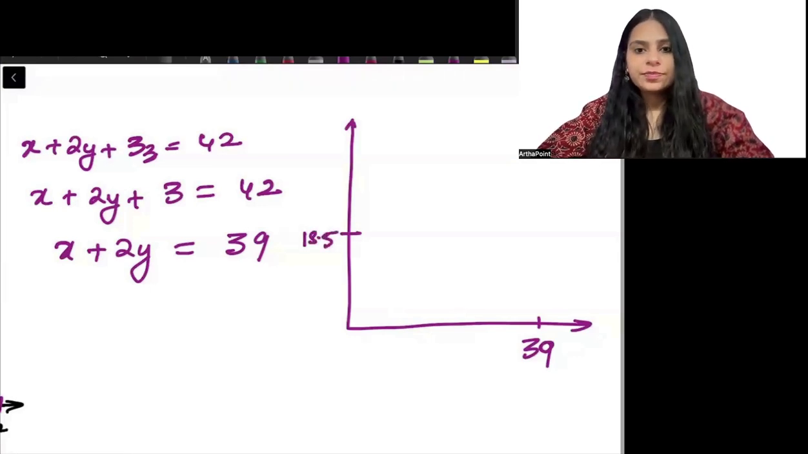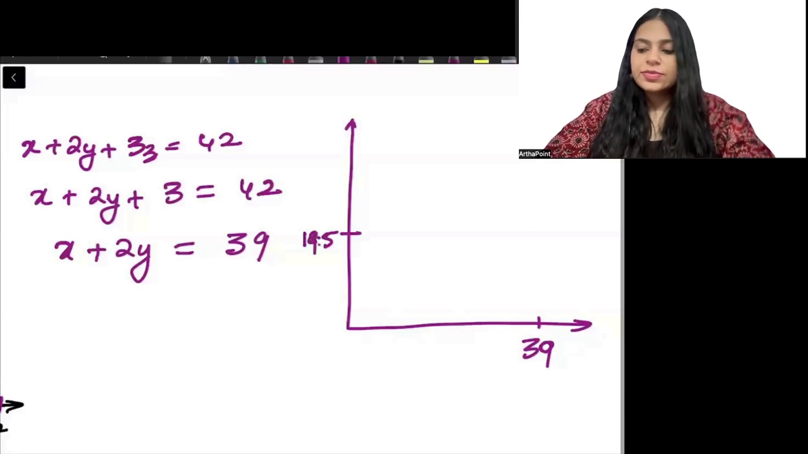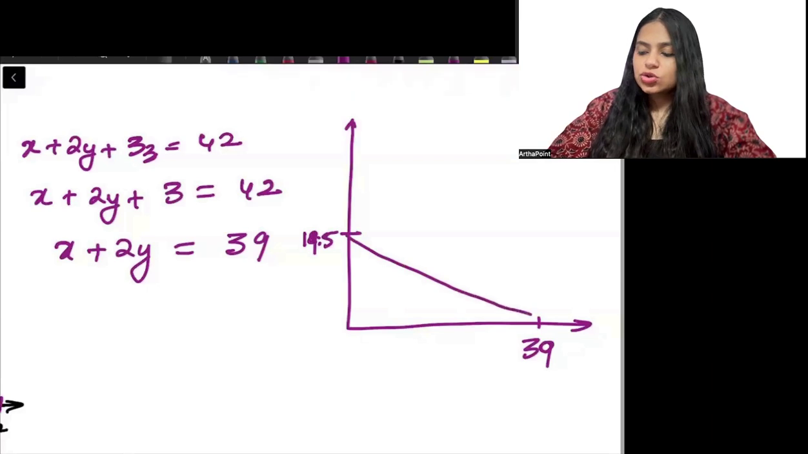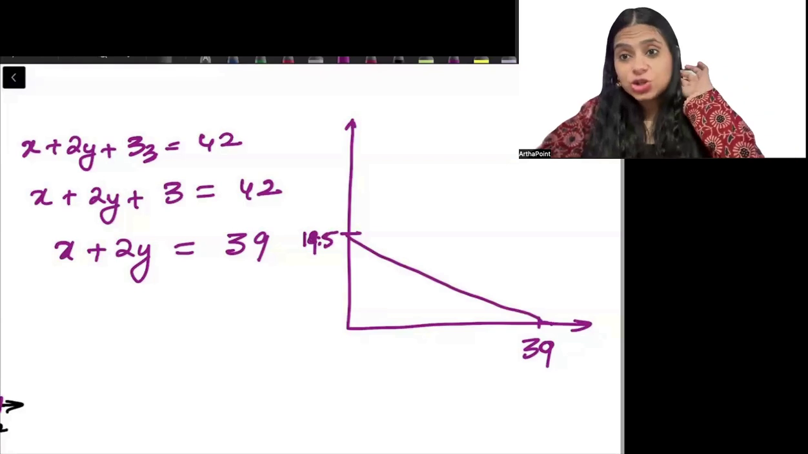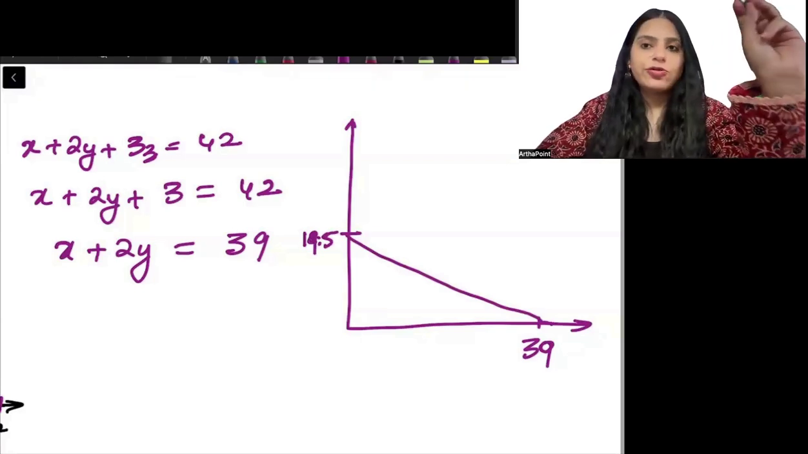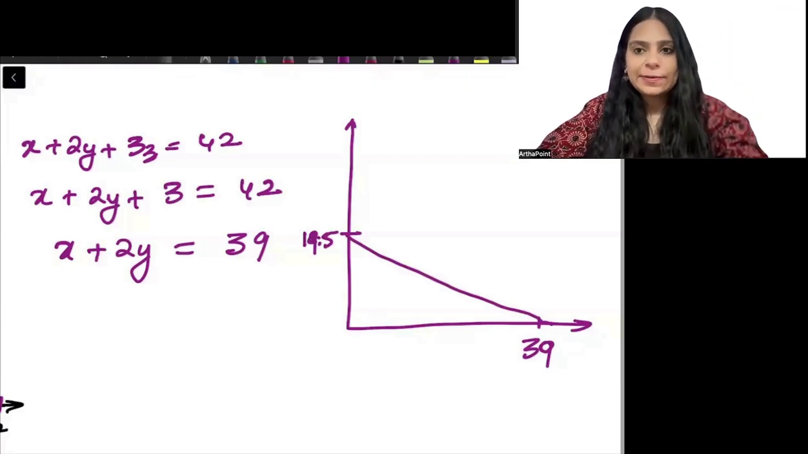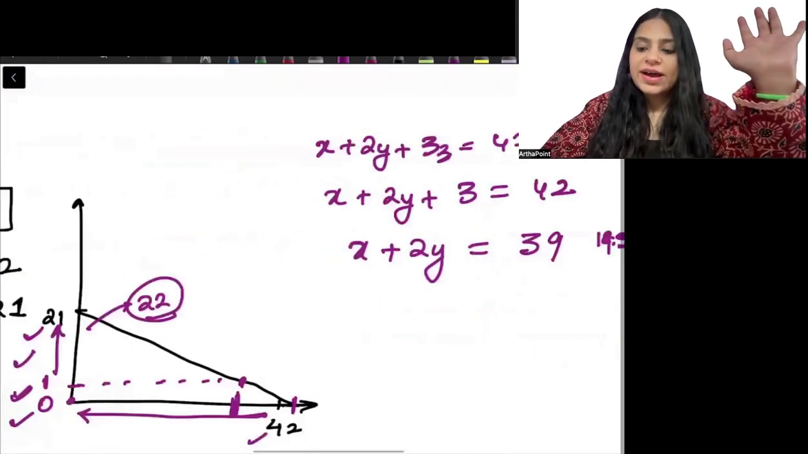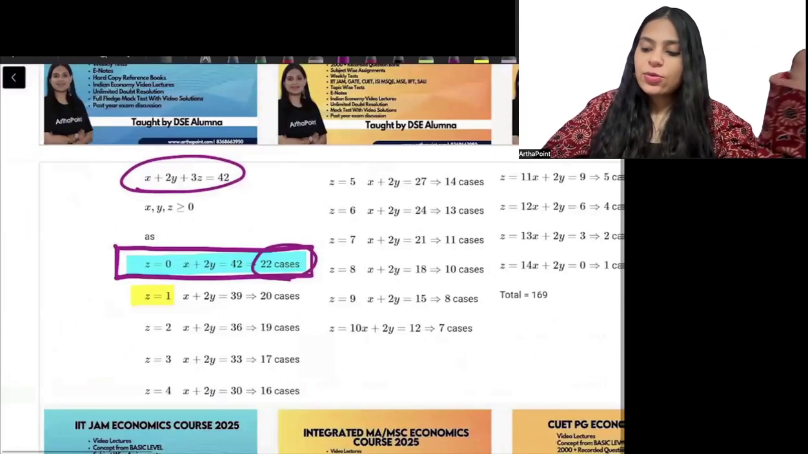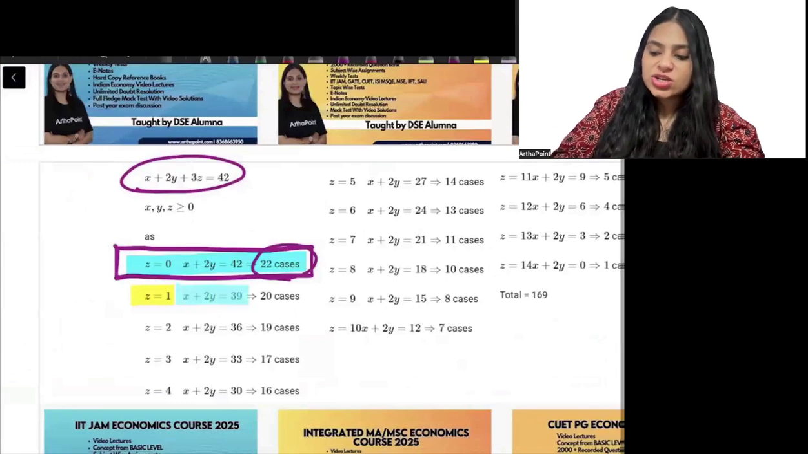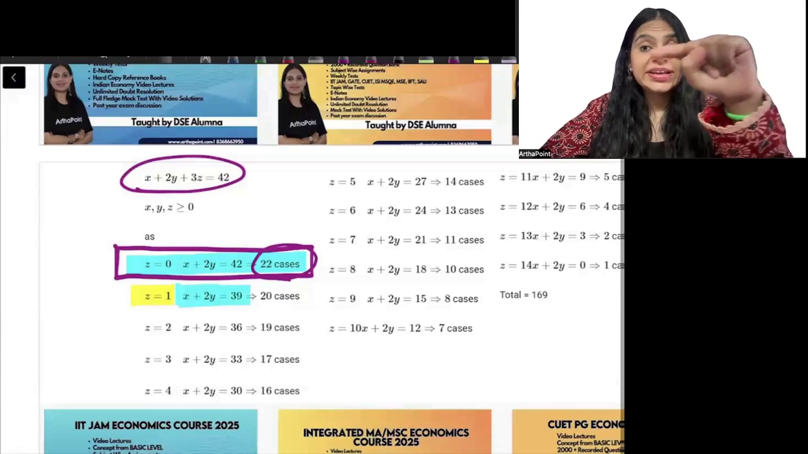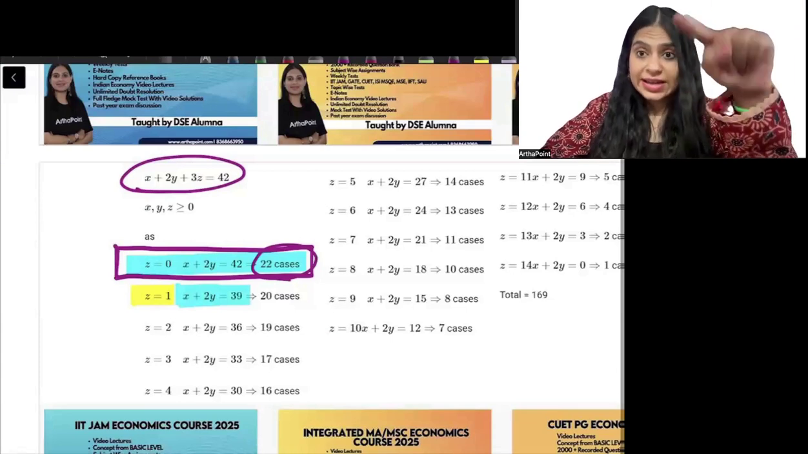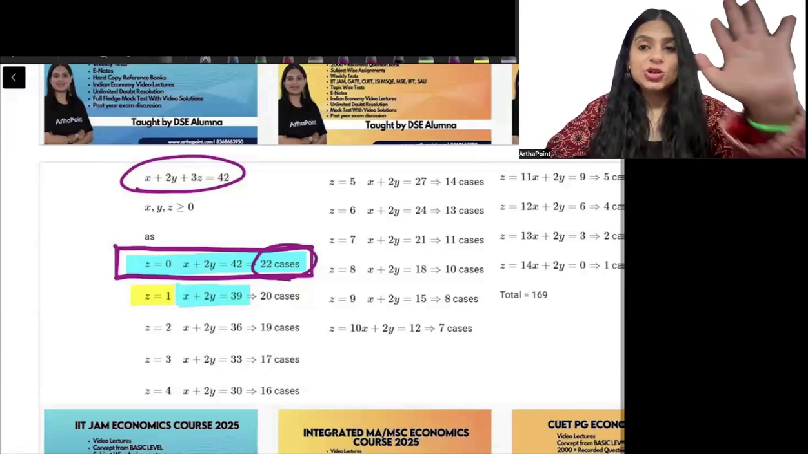39 divided by 2 can be written as 19.5, right? And I can just join it. y has to be an integer. y cannot be 19.5. Try to understand this. So y has to be an integer, and now I need to find out how many such cases there will be such that x plus 2y is 39, but both of them are integers.